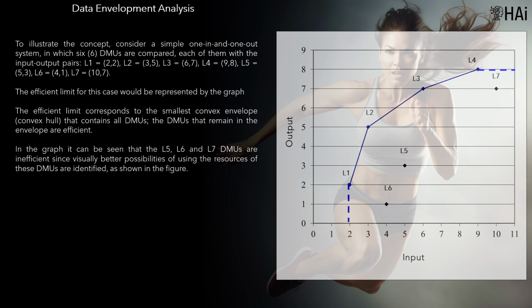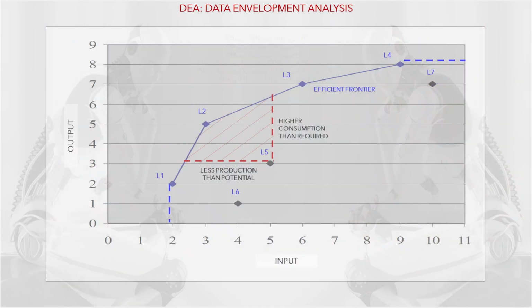In the graph it can be seen that the L5, L6 and L7 DMUs are inefficient since visually better possibilities of using the resources of these DMUs are identified, as shown in the figure. The area delimited by the red lines implies a better use of the resources, inputs, used by the L5 DMU. From the output point of view, the consumption of DMU L5 is higher than required by other DMUs. From the input point of view, the production of DMU L5 is less than potential by other DMUs.